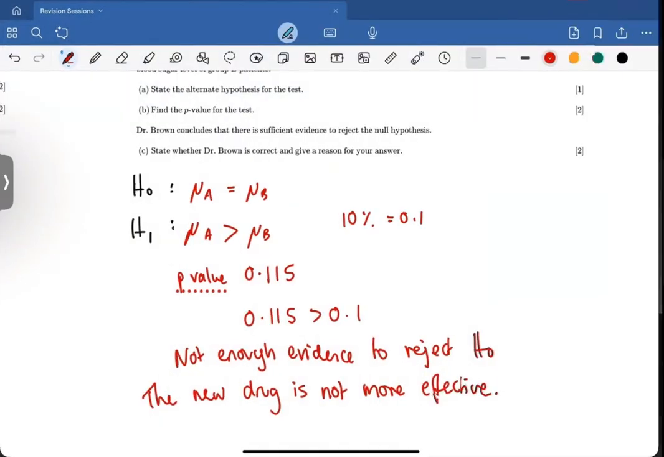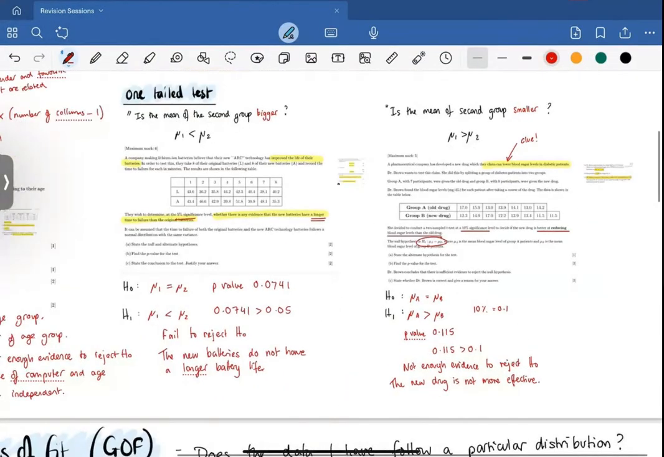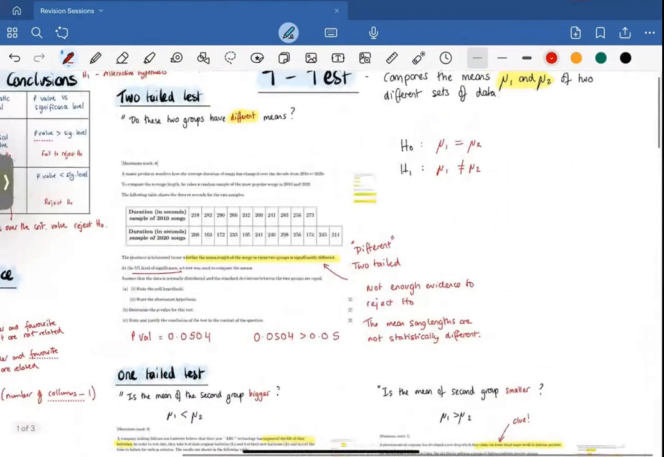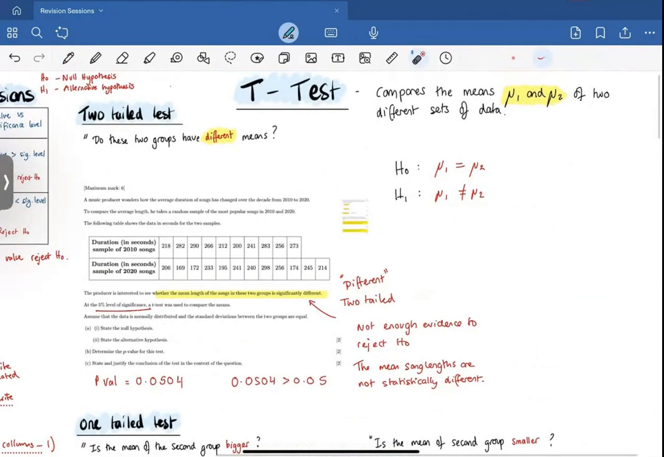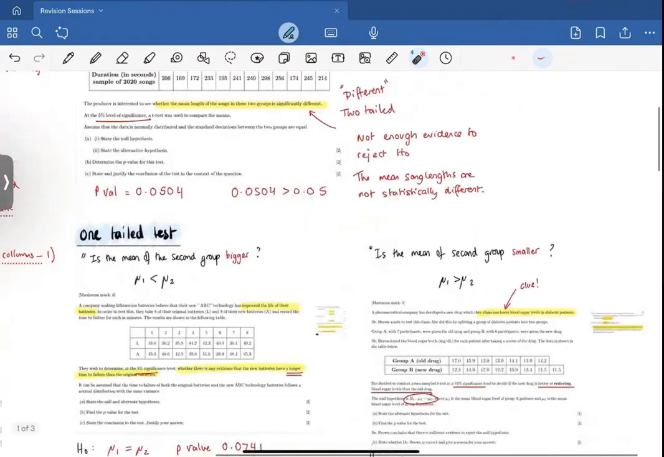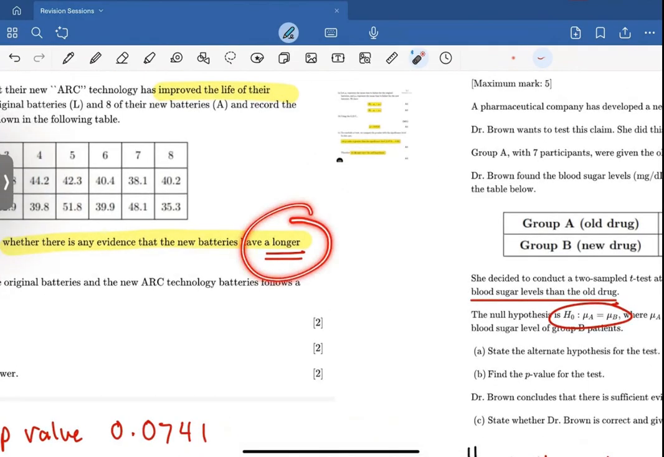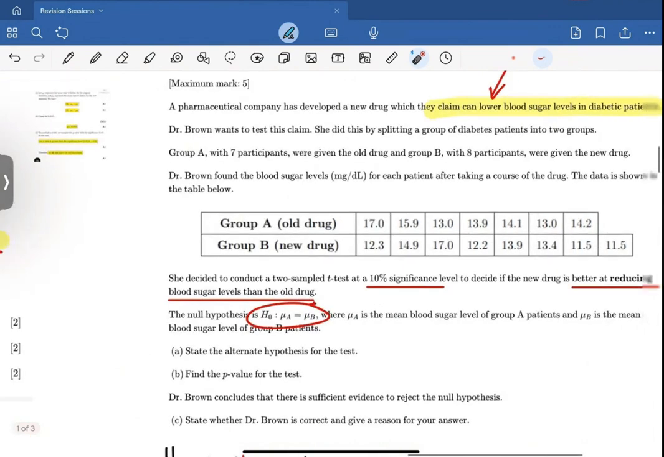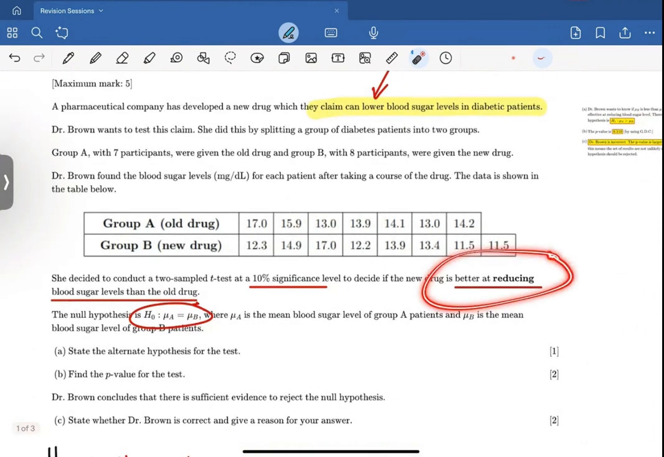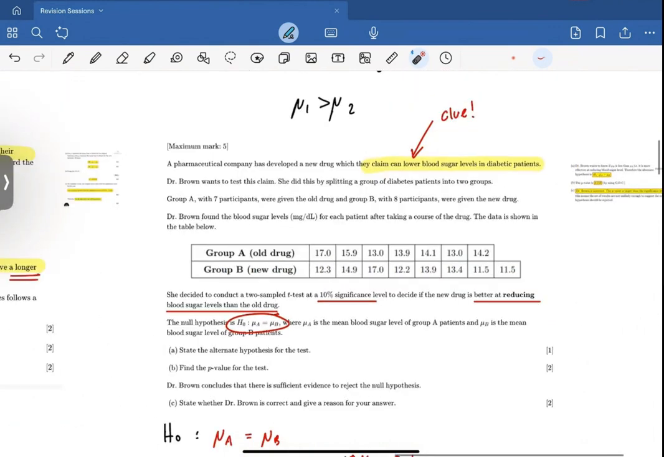Okay, so that's our t-test. To summarize, on the t-test, we've got a two-tailed test with these hypotheses, so that they're the same and that they're different. Or we have a one-tailed test where we might think that the second group has got a bigger mean, or we might think that the second group has got a smaller mean. You just have to really look at those words that are in the question, like longer, or they think that the drug is better at reducing, to decide which way around your hypotheses are.